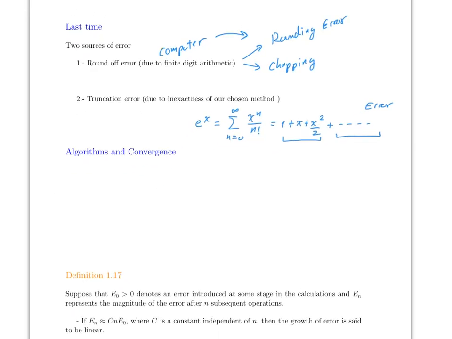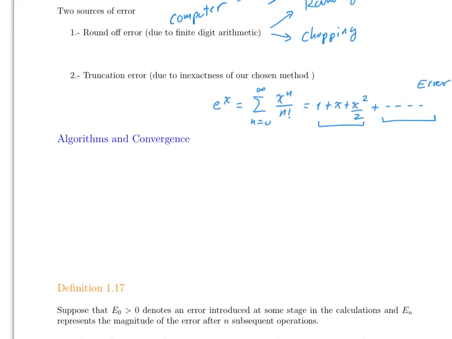Now let's look into algorithms and convergence. Algorithms are the main thing we want to do in this class. So algorithms are just instructions on how to solve a specific problem. There are technically three things that can happen. The algorithm could be stable, which is what we want, unstable, which you definitely don't want, and conditionally stable.